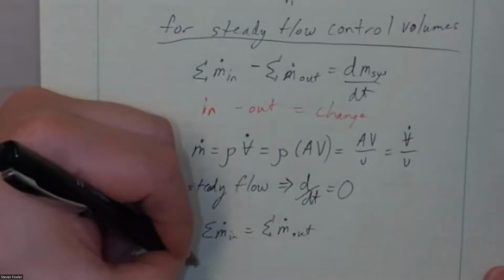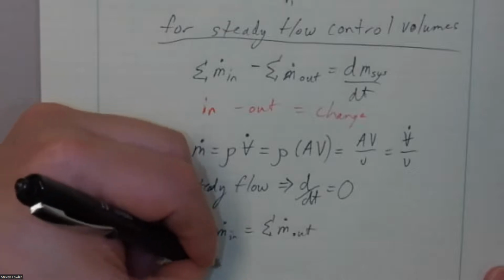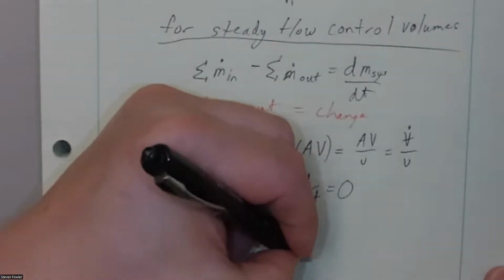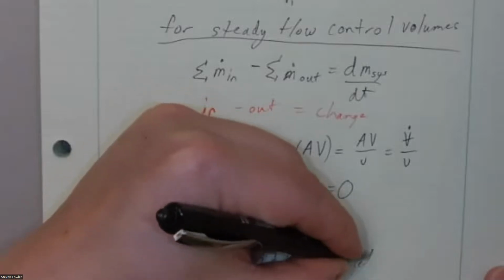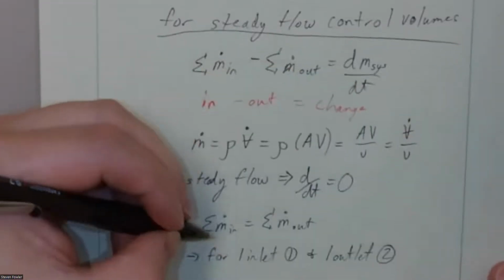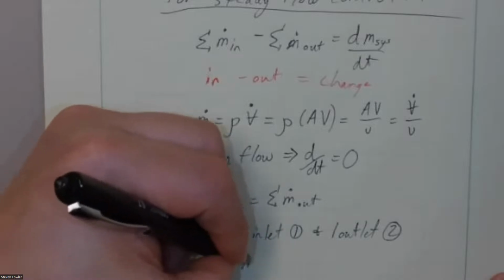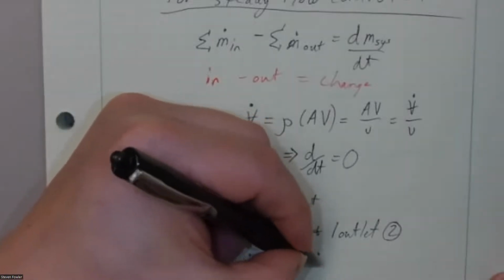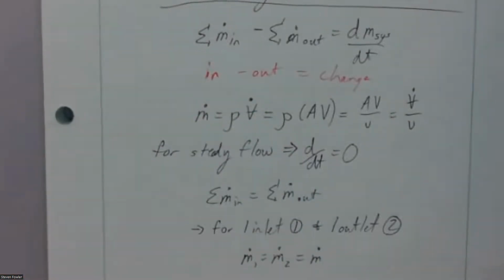And a smaller subset of that, but a very common subset, is for one inlet, we often call that 1, and one outlet, we often call that 2. What I have then is m dot 1 equals m dot 2, and we just simply call that m dot. There's no reason to differentiate between the two because they're the same. So again, it's a special case where I've got one inlet, one outlet, and it's steady flow. Then it just simplifies down to this.